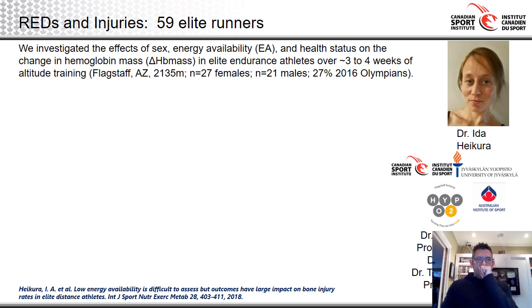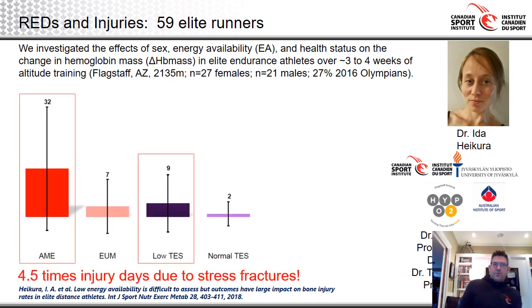REDS. One of the major outcomes that we found was that the 2 major leading signs and symptoms of REDS are amenorrhea in a female, so lack of a menstrual cycle, and clinically low testosterone in the lowest quartile for males. And these athletes, the females and the males that were either amenorrheic or had low testosterone, had 4.5 times the number of injury days due to bone stress injuries, stress fractures in their career. That is a very significant outcome, and one certainly to not ignore.